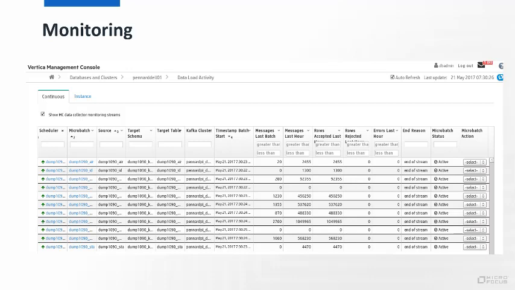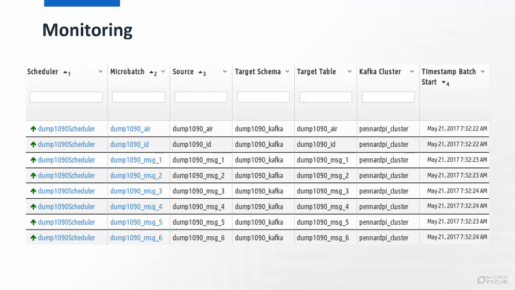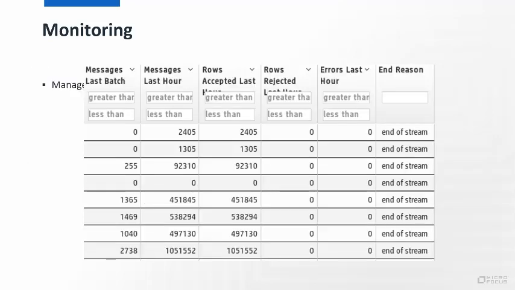Part of the Vertica toolset is the Management Console, a graphical user interface. One component of this is a section which reports the current status of the Vertica Kafka integration. Zooming in on this, we can see the individual microbatches, Kafka sources, Vertica schema and table targets, and the timestamp the last microbatch ran, defaulting, as I say, to every 10 seconds. To the right of this, we see the number of messages processed in the last microbatch and last hour, and the total number of rows that were accepted and thus loaded into our target table, and the number of rows which were rejected.